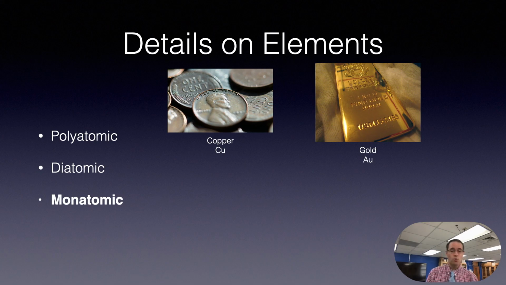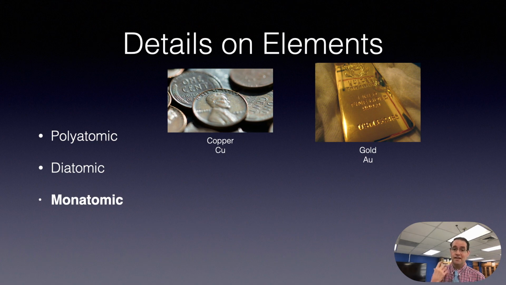Monoatomic elements, what are those? Well, those are substances that are composed of just single units, repeating one atom units, and that's everything else in the periodic table. So if it's not those elements we've talked about, you guessed it, it's monoatomic. So what about copper? What about gold? Well, those are monoatomic.